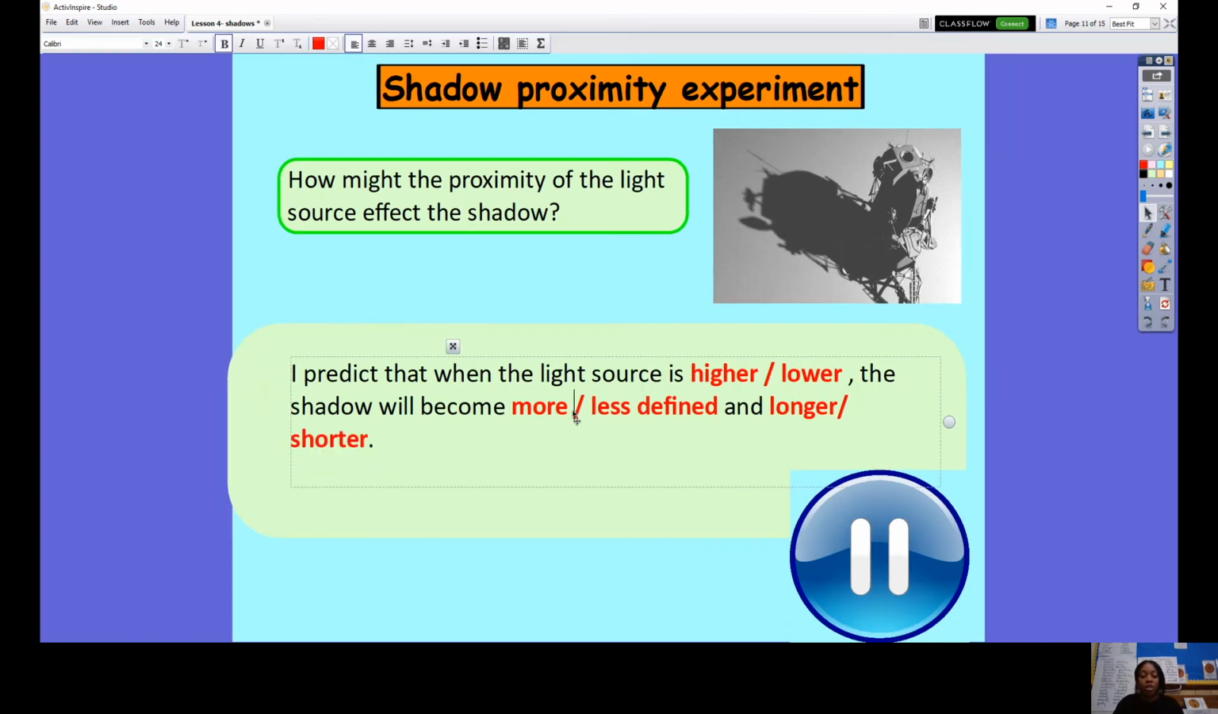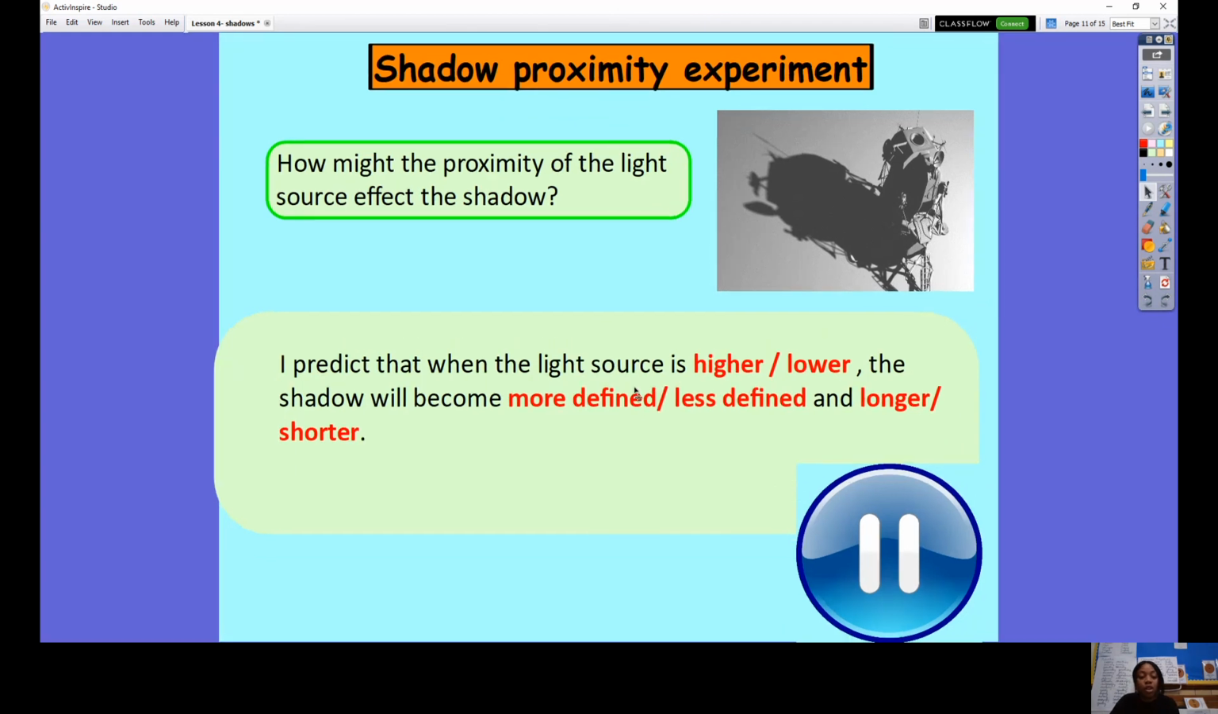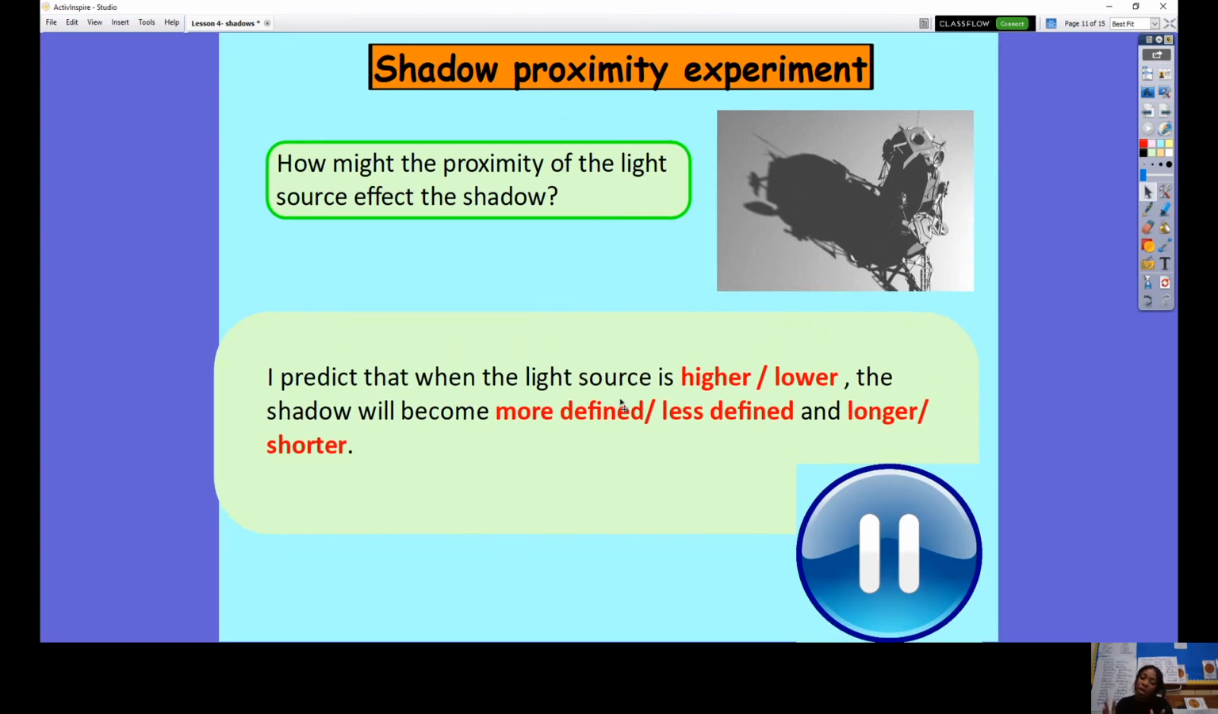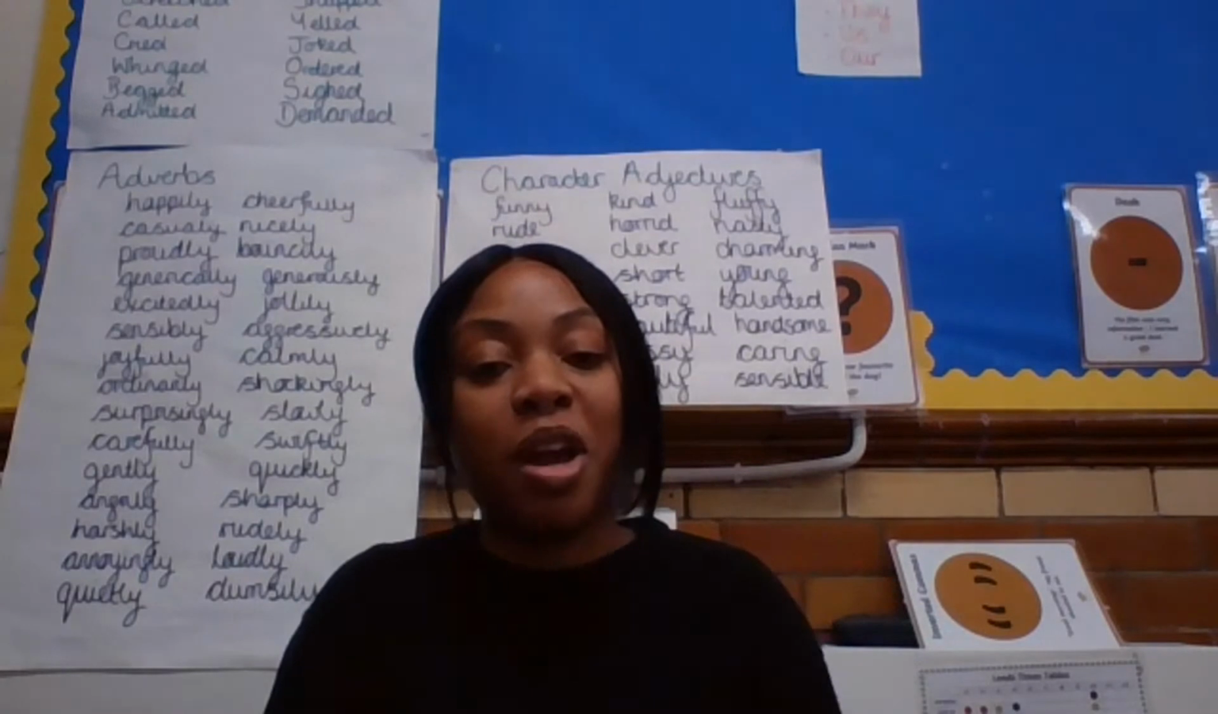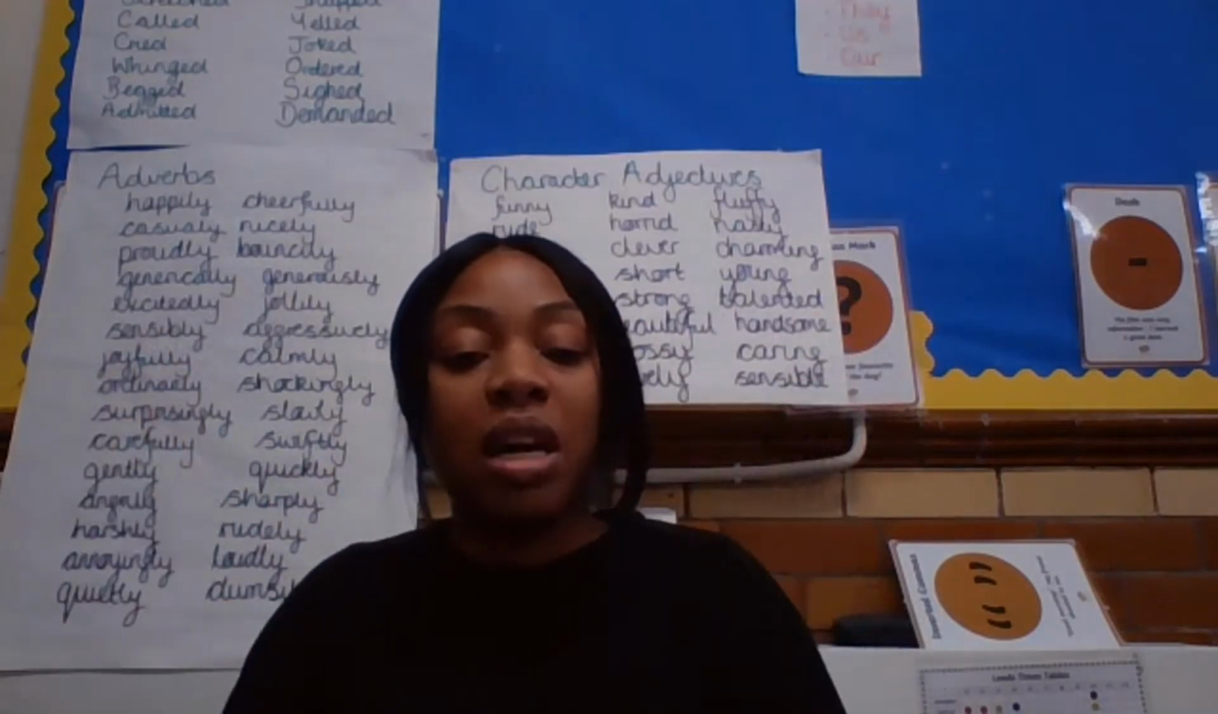I'm just going to make this slightly bigger, there we go. So you need to write down what you predict. And before you write down your prediction, let me explain what we're going to be doing in this experiment. I'm just going to stop sharing my screen for a moment so you can see. In this experiment, I am going to be holding a light source over an object. So let's say this is my cup and this is my light source, which is my phone.